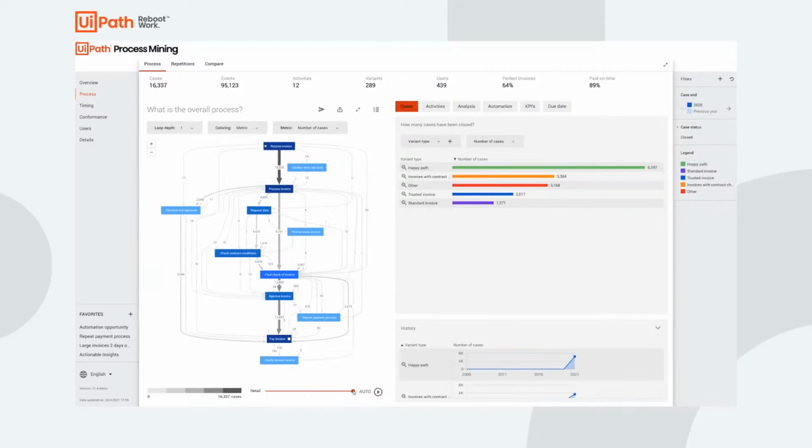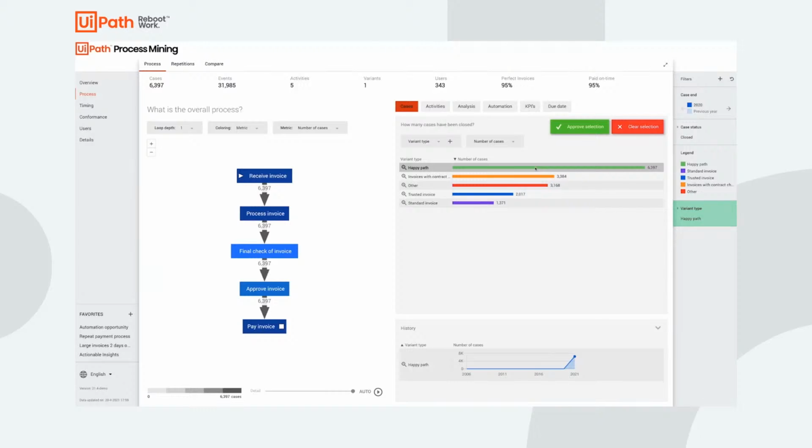Furthermore, her manager, Helen, has set 2 KPIs as the top priority for her department: perfect invoices and paid on time rate. Currently, neither of those is within the desired range. When all variants for 2020 are included, perfect invoices is at 64% and paid on time rate is at 89%. However, when Andrea looks only at the cases that flow through the desired happy path, both KPIs are very strong, 95%. These differences have a potential impact of millions of dollars for the organization.